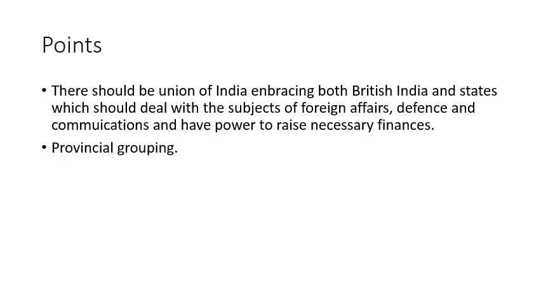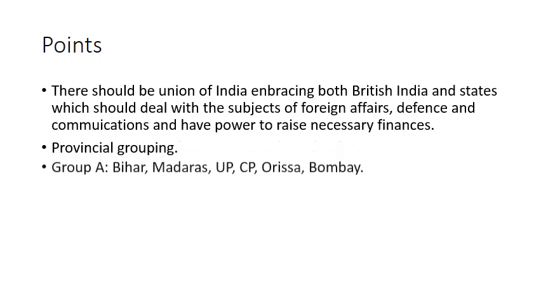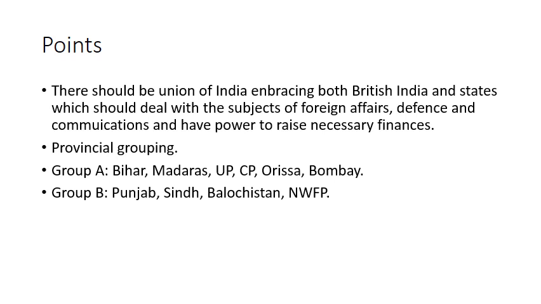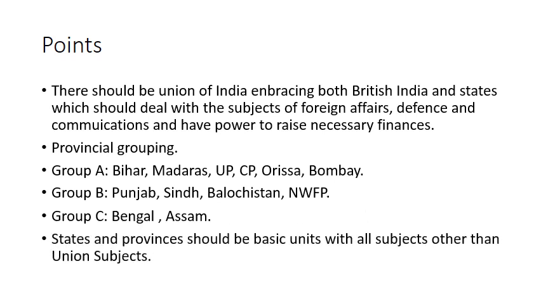And the second point, provinces were divided into groups. In the first group, Bihar, Madras, UP, CP, Orissa and Bombay were included. In second group, Punjab, Sindh, Balochistan and NWFP. In third group, Bengal and Assam. So in this way, India was divided into three groups: Group A, Group B, Group C. Group B and Group C were Muslim majority provinces, while Group A was Hindu majority provinces. State and provinces should be the basic units with all subjects other than union subjects.